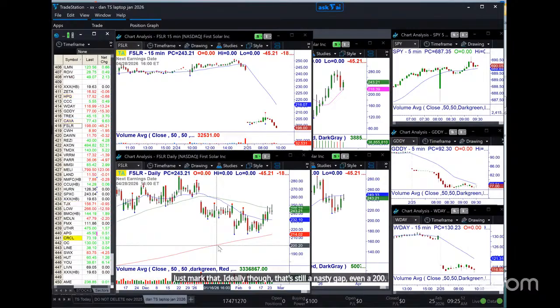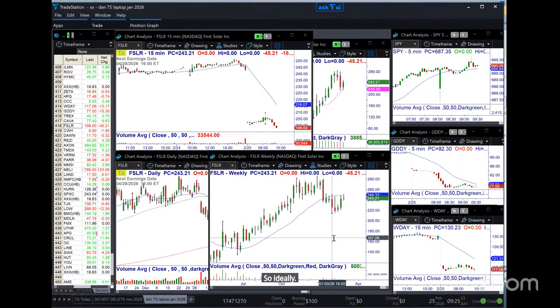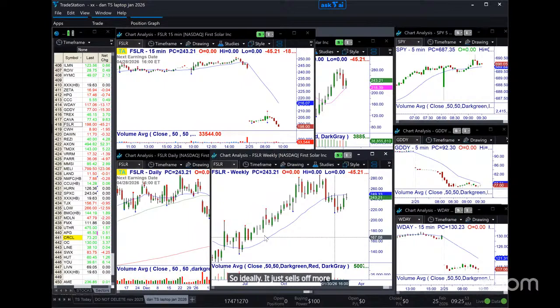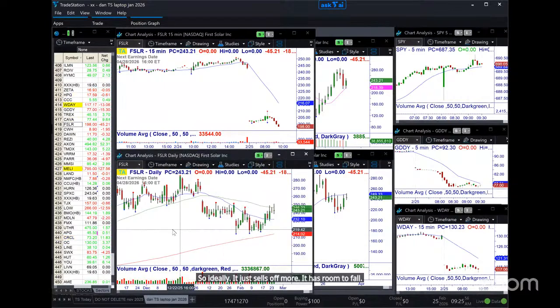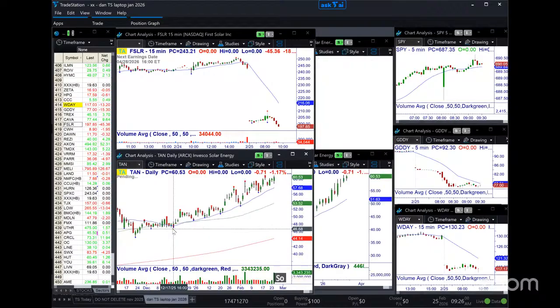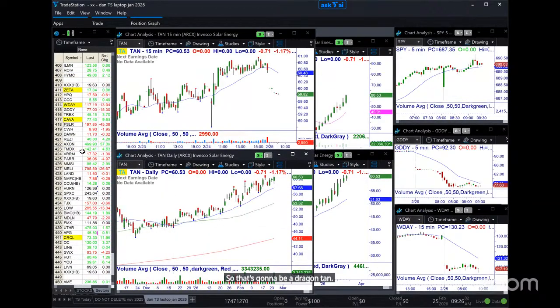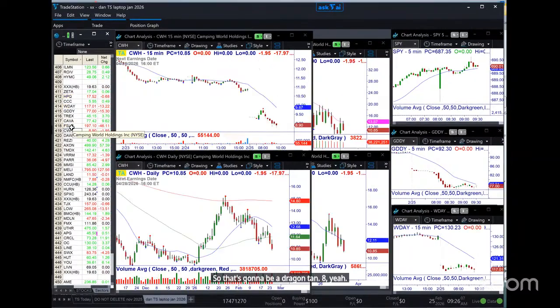So ideally, it just sells off more. It has room to fall. So that's going to be a drag on TAN ETF. Camping World, gap in 890. That's a big ugly gap. It might be one of those excessive gaps. Let's come back to it.